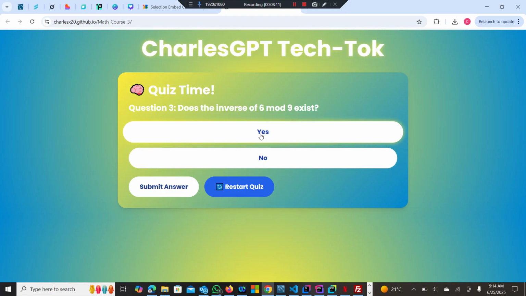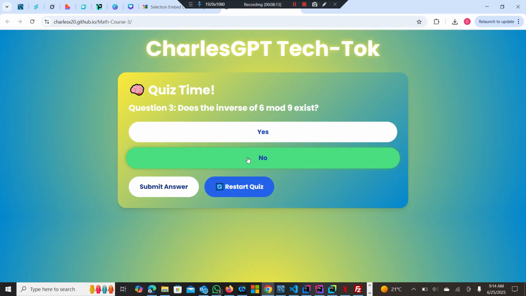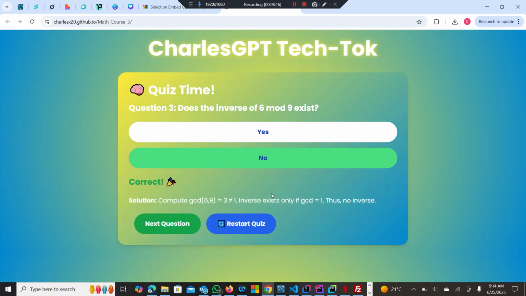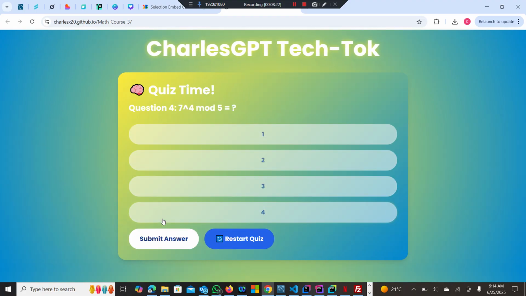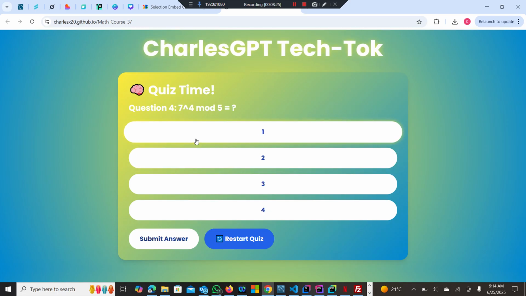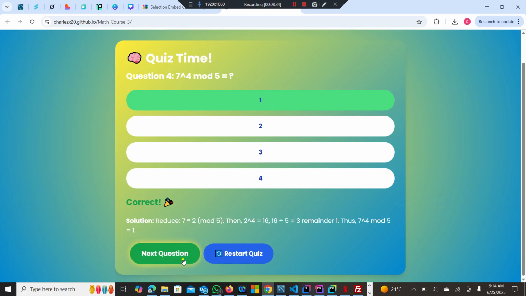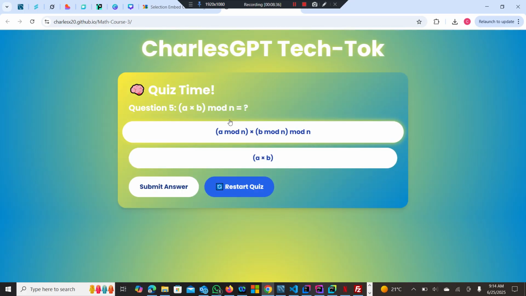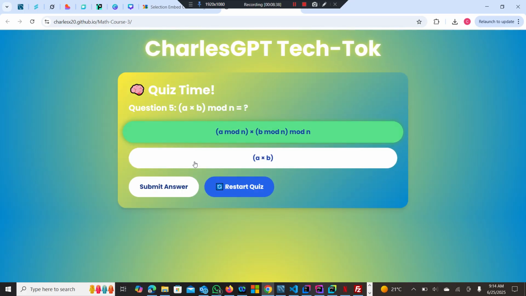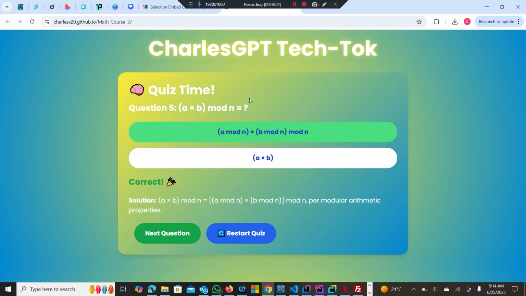So does the inverse of 6 mod no exist? No, it doesn't exist. So that's the answer. For an inverse to exist, you need a GCD of 1. So this one would be, I think, 1 as well. Correct. Okay, cool. So this one would be this, I think. Let me see. Cool. So that's the answer for this. It gives you why the solution is that.